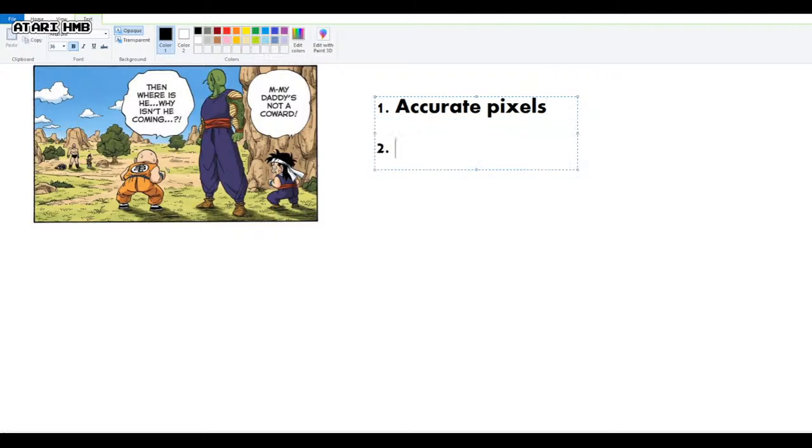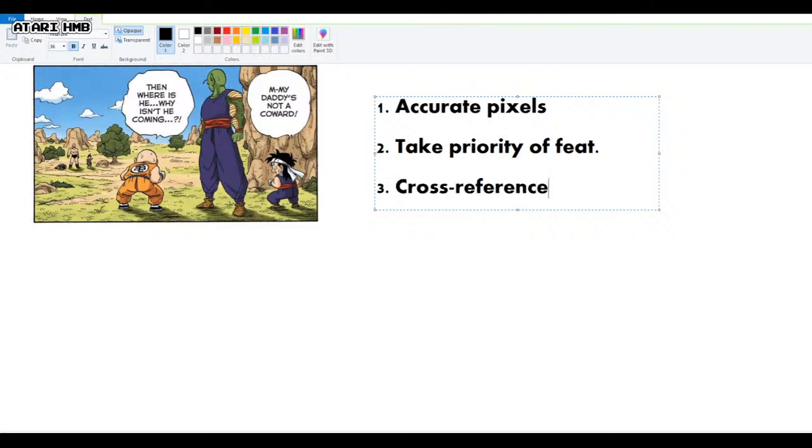Number two, take priority of feat. So keep the feat's priority on the feat. Don't focus too much on the scaling per se, but I'll get into that in a bit. And the third one is cross-reference. The reason you want to cross-reference is because you don't want an outlier. If you do not cross-reference this, you will get an outlier for a feat.